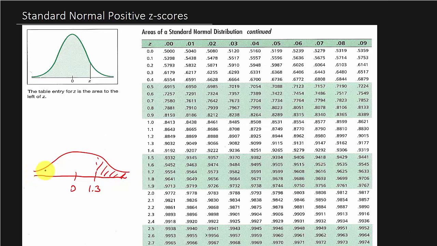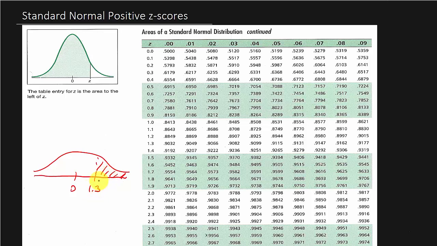Well, the area under the entire curve is 1. Okay, the area under the entire curve is 1. So if we know this area, let's just say this area is 0.6, then that means this area would be what? 0.4. 1 minus 0.6, which is 0.4.